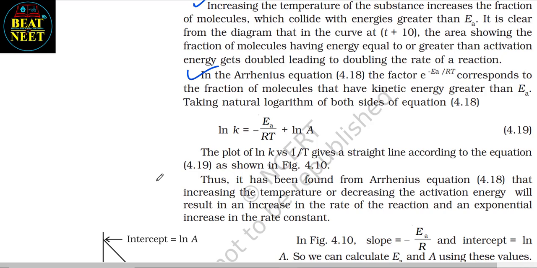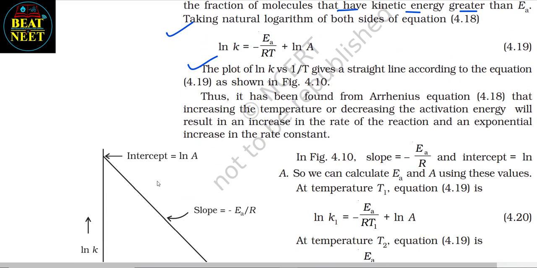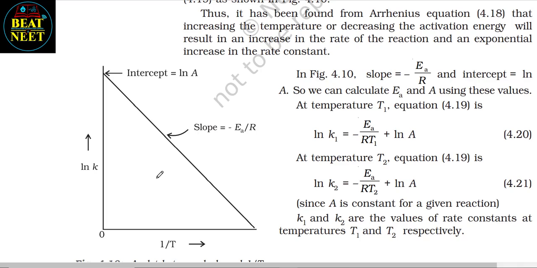In the Arrhenius equation 4.18, the factor e to the power minus EA/RT corresponds to the fraction of molecules that have kinetic energy greater than EA. Taking the natural logarithm of both sides of the equation, ln k equals minus EA/RT plus ln A. The plot of ln k versus 1/T gives a straight line according to the equation, as shown in figure 4.10. Thus, it has been found from the Arrhenius equation that increasing the temperature or decreasing the activation energy will result in an increase in the rate of reaction and an exponential increase in the rate constant.